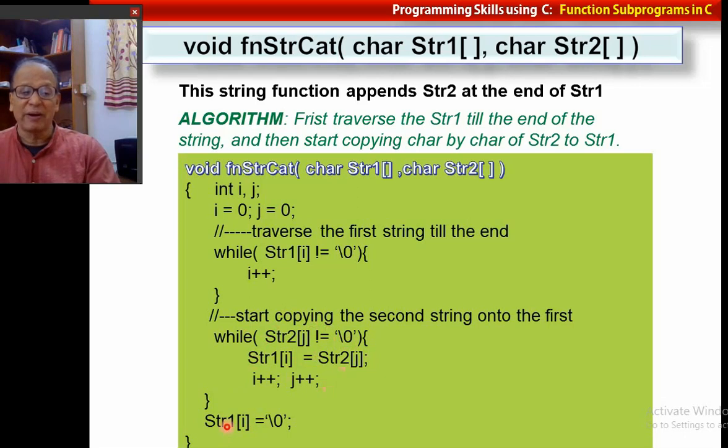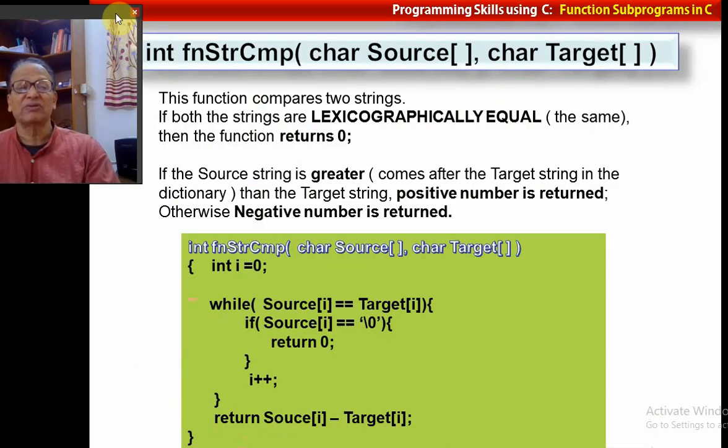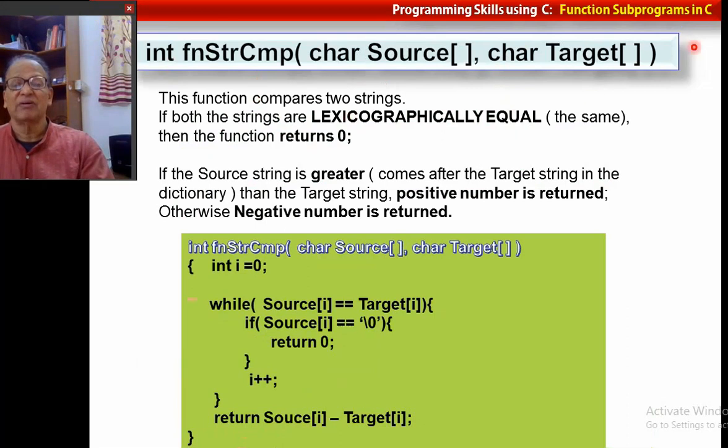Then string 1, which is the joining of both the strings, I add a null character as I've done earlier. Please remember this. If you don't do that, you will get a junk value. So please, this has to be added. So str1[i] is equal to null. So that is going to join these two strings.